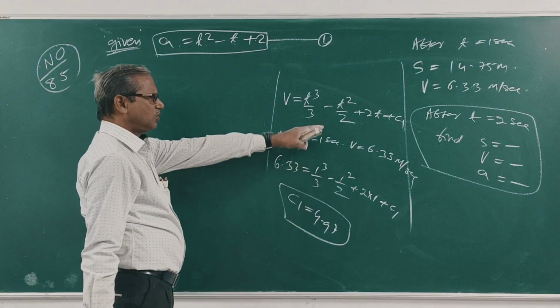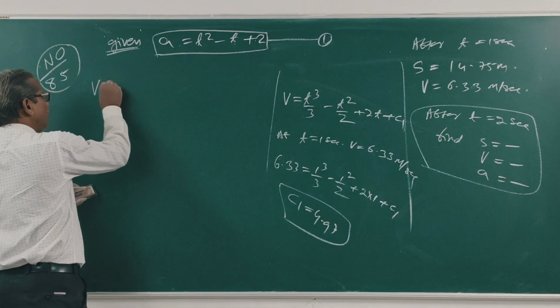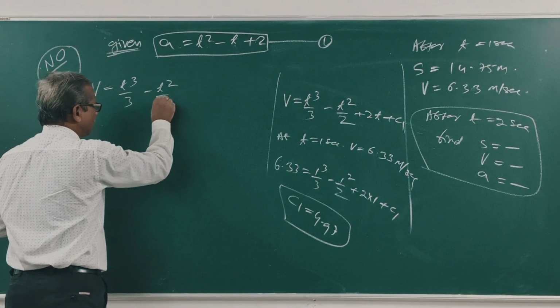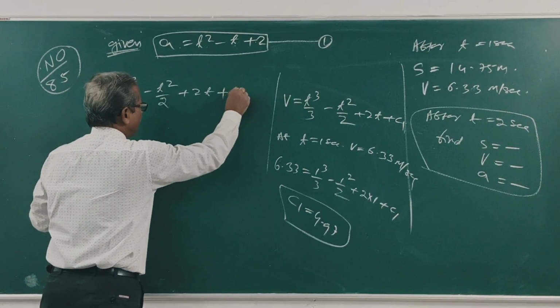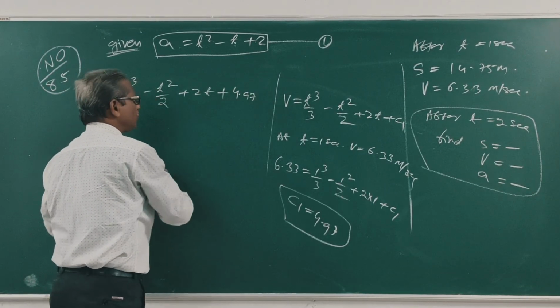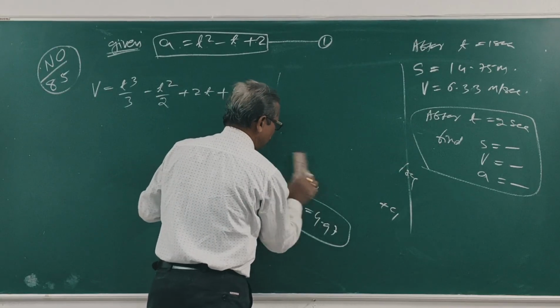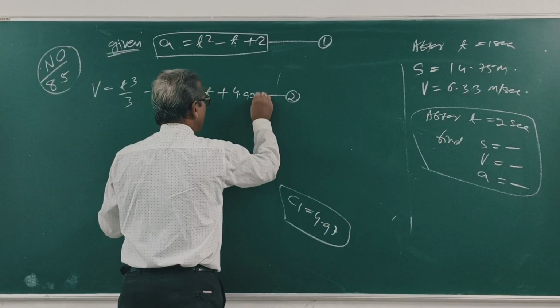Put the values in the equation of velocity. So v is equal to t q by 3 minus t square by 2 plus 2t plus 4.97. This is equation number 2. This is equation 2, velocity.